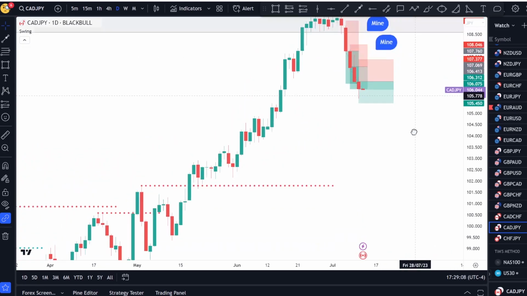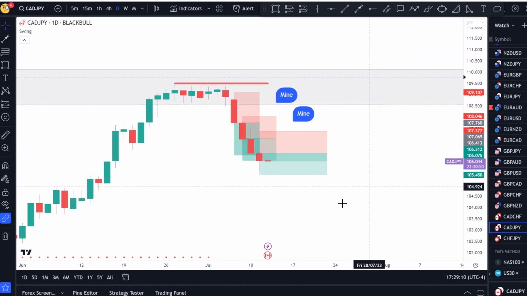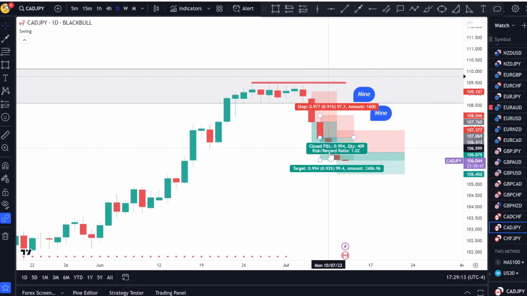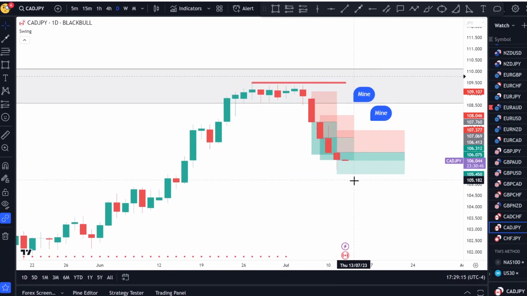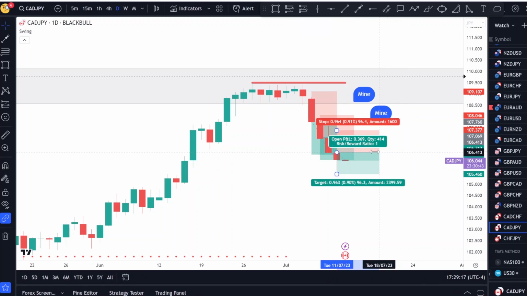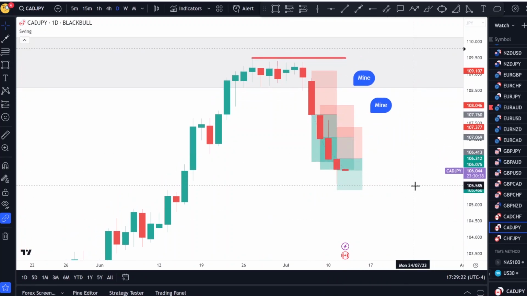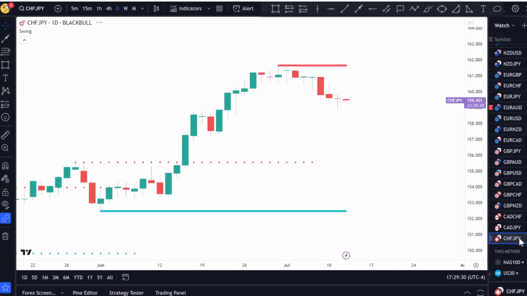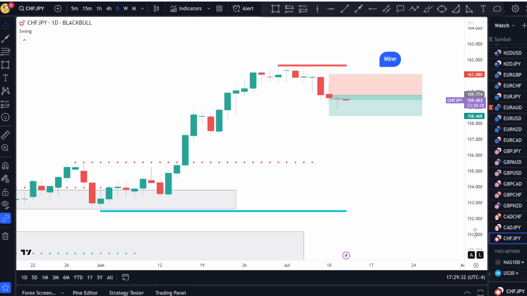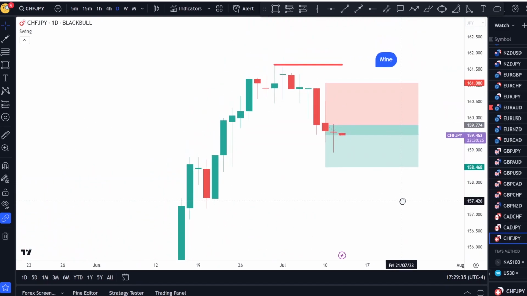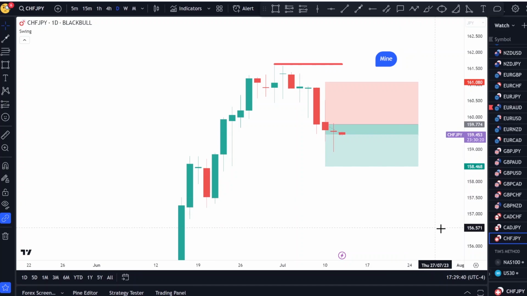CAD JPY, let's see. Looks like the candles are getting weaker. It's all strong, weak. Hopefully we can close this. I'm not touching this yet because it hasn't gone against me. But I'm not entering a new one either. This candle here, tiny. CHF JPY, having a hard time to move. Still hasn't closed against me, so I'll leave that be.